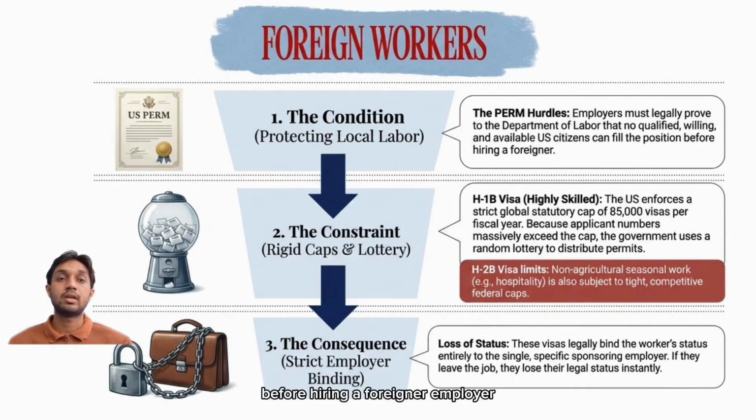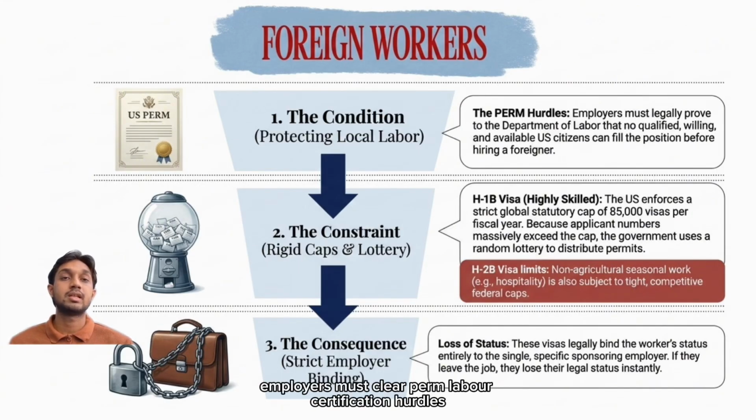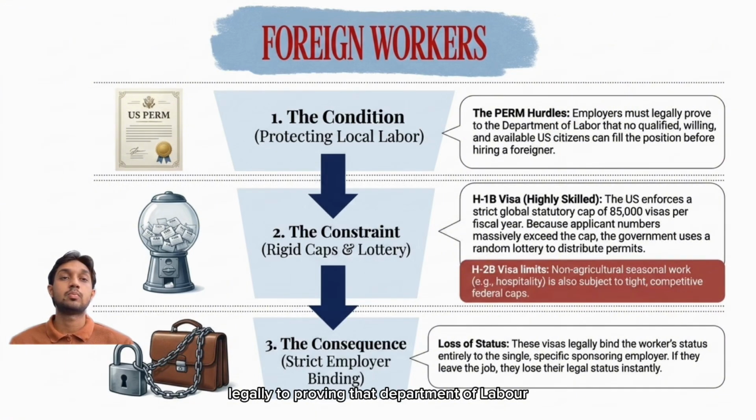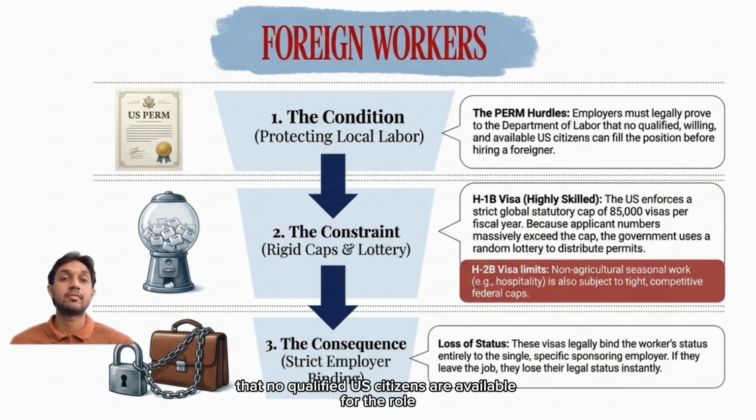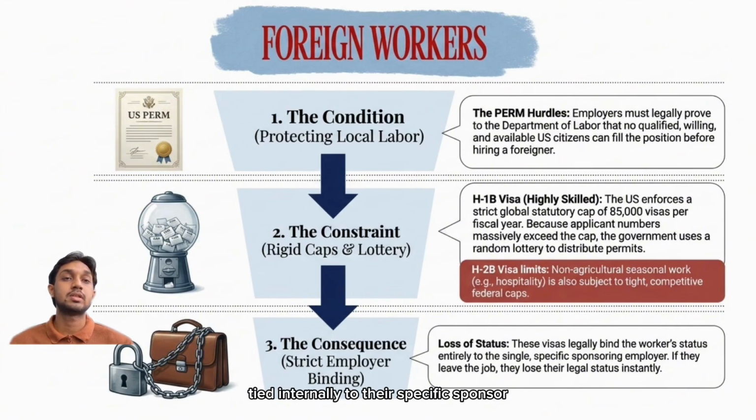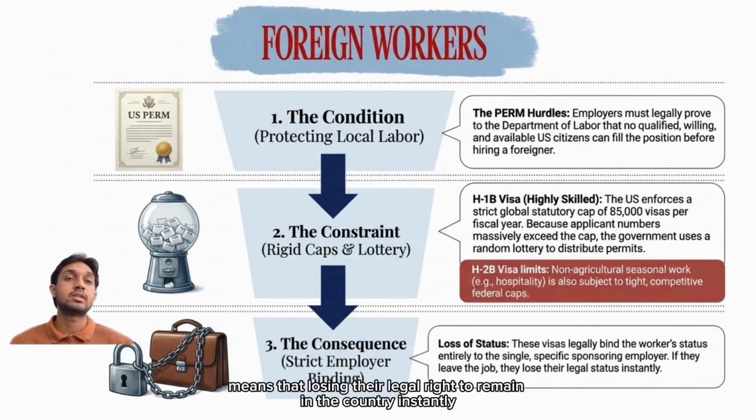Before hiring a foreigner, employers must clear PERM labor certification hurdles, legally proving to the Department of Labor that no qualified US citizens are available for the role. Finally, this visa involves a strict employer binding because a worker's legal status is tied entirely to their specific sponsor. Leaving the job means losing their legal right to remain in the country instantly.